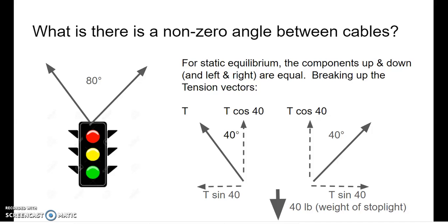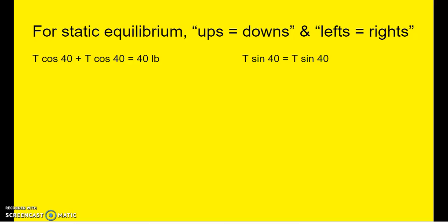We set the ups equal to the downs and the lefts equal to the rights. Okay, ups equal to downs. T cos 40 plus T cos 40 is 40. You could solve that. 2T cos 40 equals 40 pounds. Of course, the lefts and the rights, T sine 40 equals T sine 40. Geez, that's nice, but it's not very helpful. So 2T cos 40 equals 40, and solving that, you get 26 pounds in each cable.